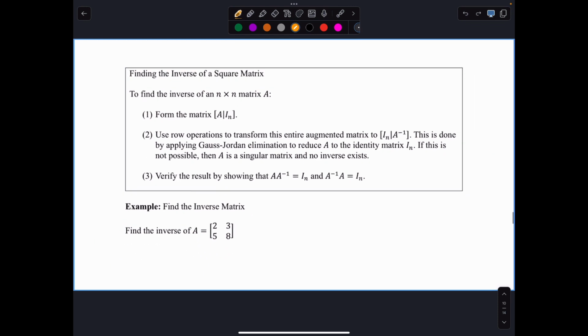So we're going to continue talking about finding the inverse of a square matrix. So it has to be a square matrix, and not all square matrices have an inverse.